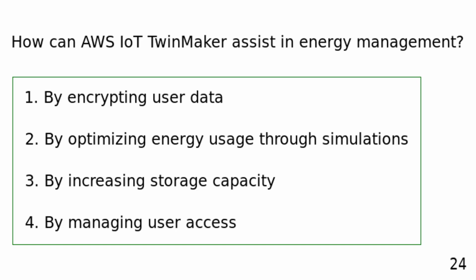How can AWS IoT TwinMaker assist in energy management? By encrypting user data. By optimizing energy usage through simulations. By increasing storage capacity. By managing user access.